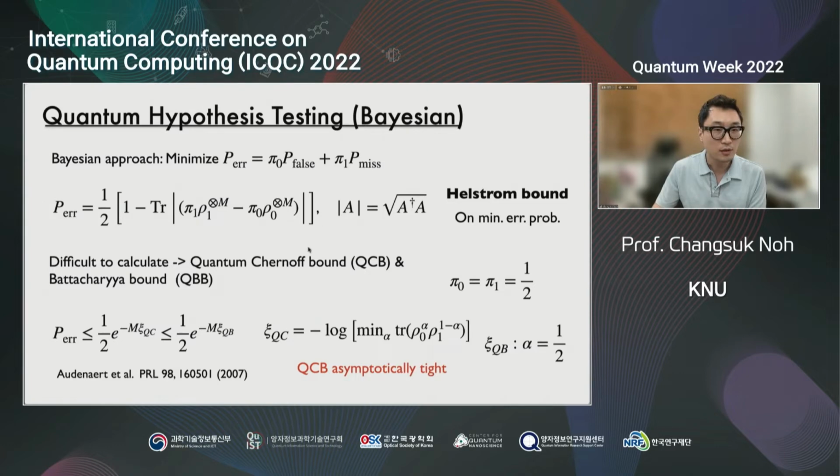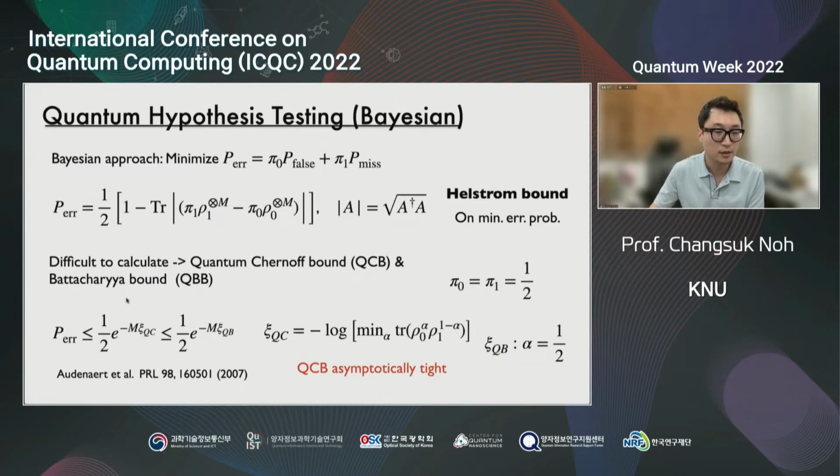Okay, so this quantity is difficult to calculate. If you could calculate this, then everything's solved, but they are difficult to calculate. And people usually resort to a quantum Chernoff bound or a quantum Bhattacharyya bound, which are the upper bounds to the minimum error probability. The quantum Chernoff bound is the tighter one, and it was proved in this work.